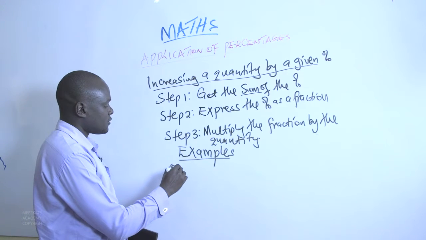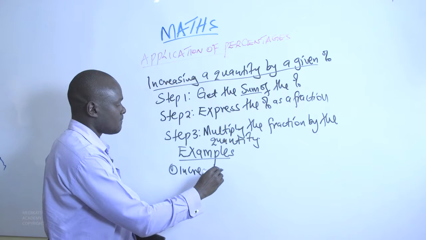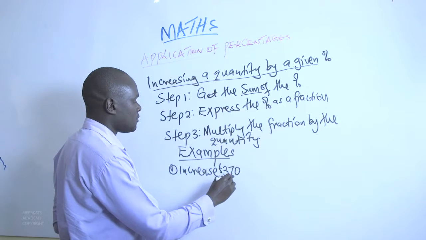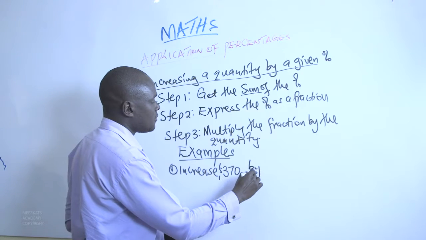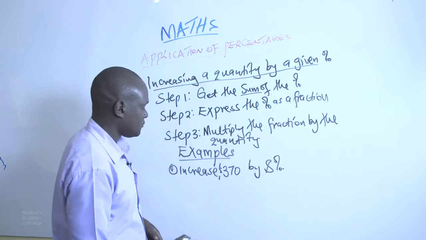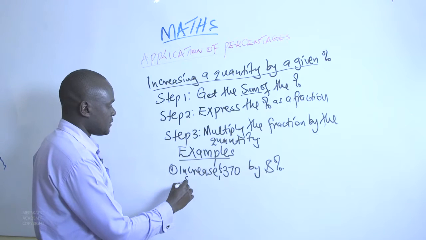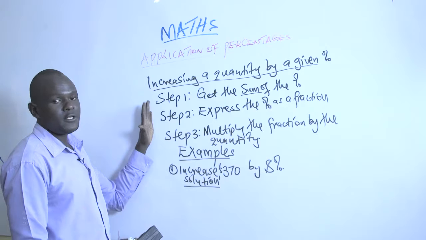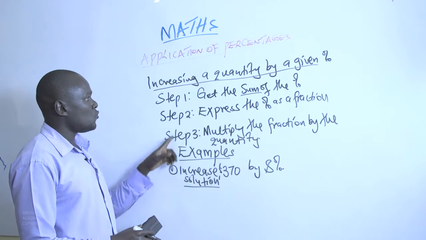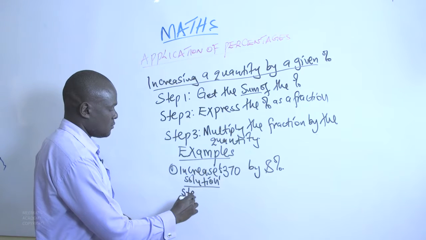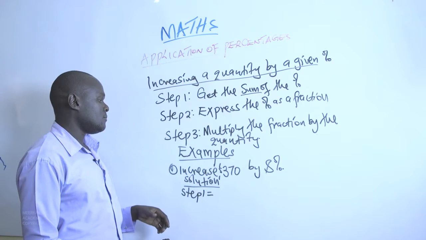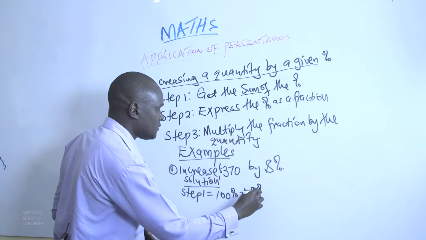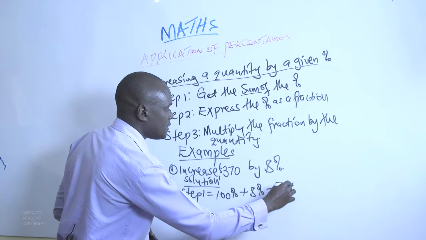The first example requires us to increase $370 by 8%. And from the steps above, starting with the first one, we get the sum, which will be 100% plus 8%, giving us 108%.